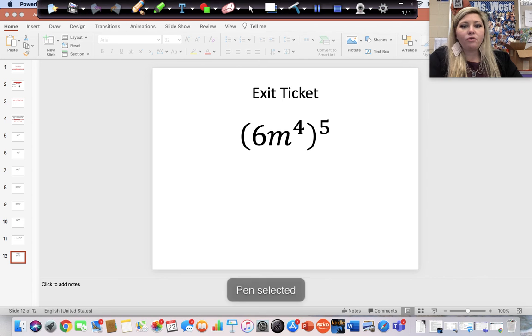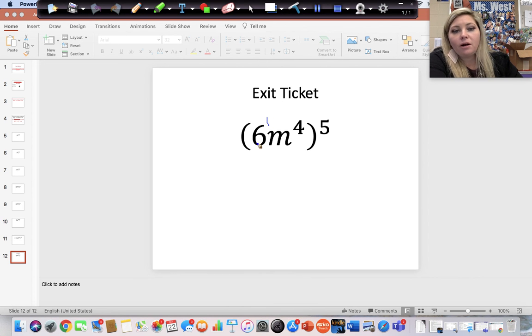Okay, and our final answer, our final one, 6 is to the 1st power. Again, it's understood that it's only to the 1st power because there is not an exponent there. And again, we are taking our exponent on the outside to each of the exponents on the inside of the parentheses. So 5 times 1 gives me 5, so that's going to be 6 to the 5th power. And 5 times 4 gives us 20, so it would be m to the 20th.